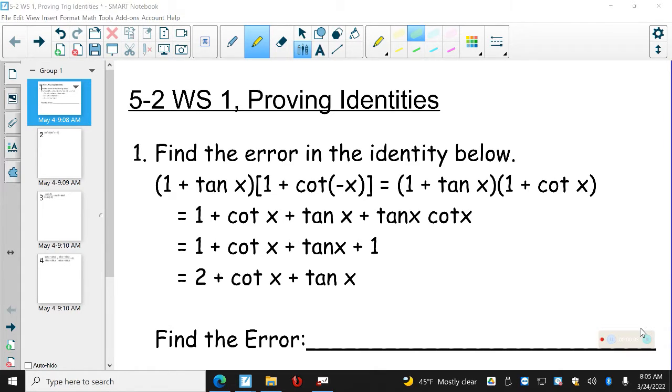In section 5.2 worksheet 1. So let's get that out and make sure that we have our lovely little formula sheet out with it so that we can make our substitutions faster. Yes? Okay? So, very first thing we have is number 1.